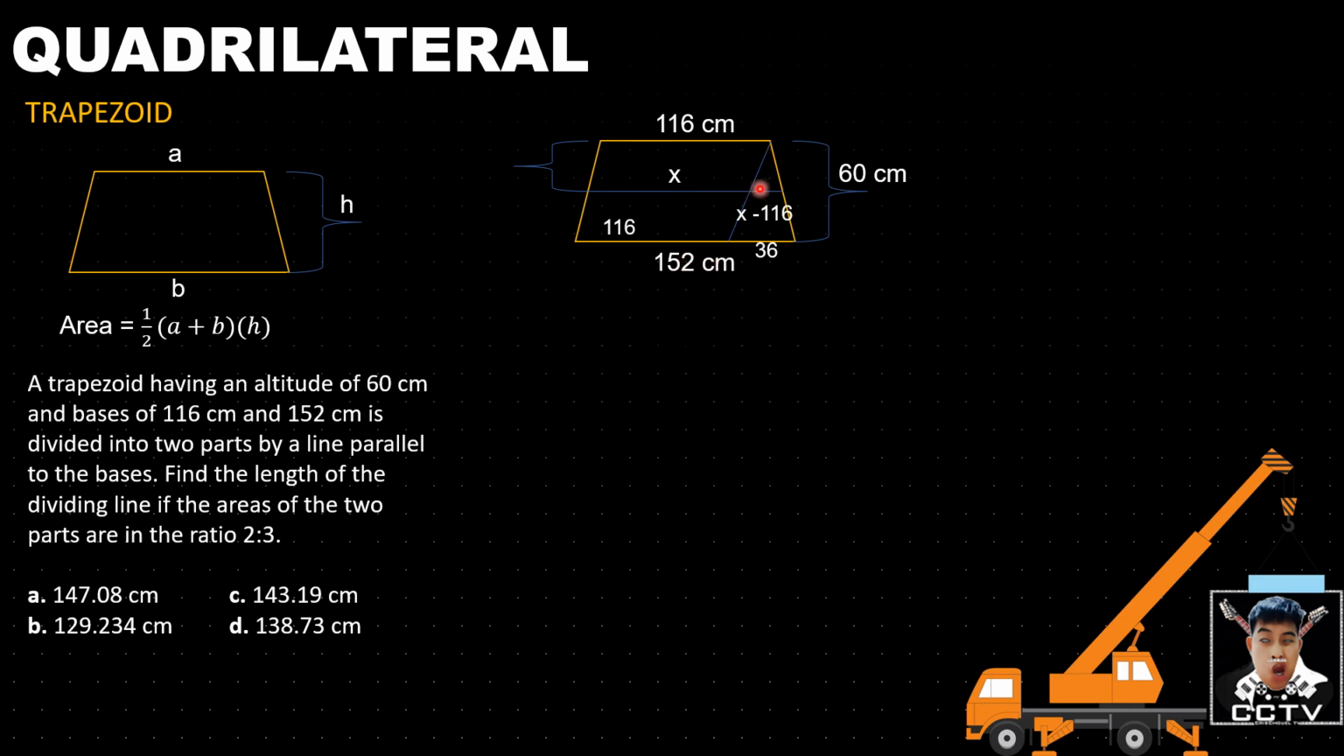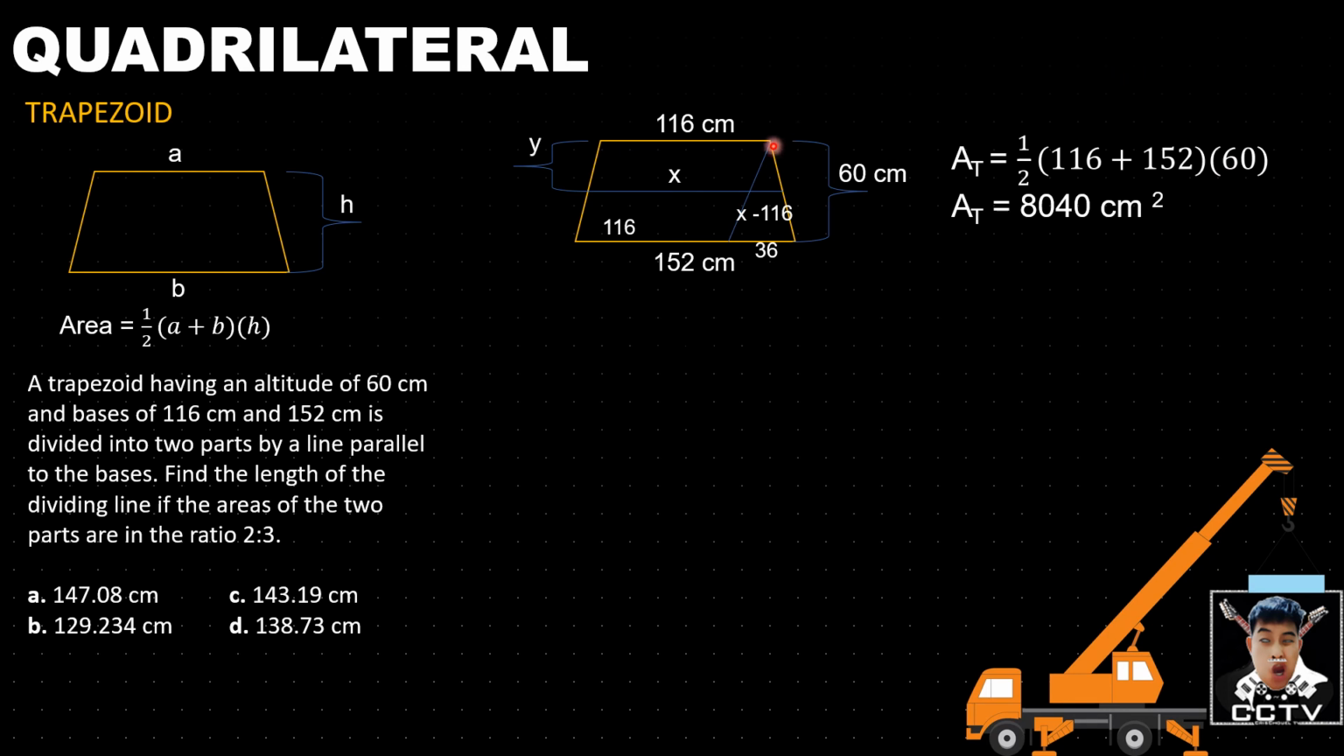Kaya naging x minus 116 to is, di ba, pag titignan mo dito, ayan o, a parallelogram. And 116 is equals to 116 is equals to 116. Then, of course, 36 to. At makakabuo tayo ng triangle dito. At makikita mo na pwede mong gamitin ang ratio and proportion. At ang area ng trapezoid is, ayan, dalawang base times height, divide mo lang ng 2.